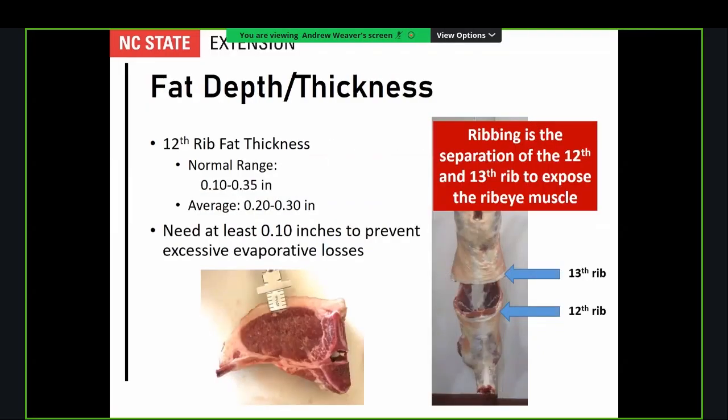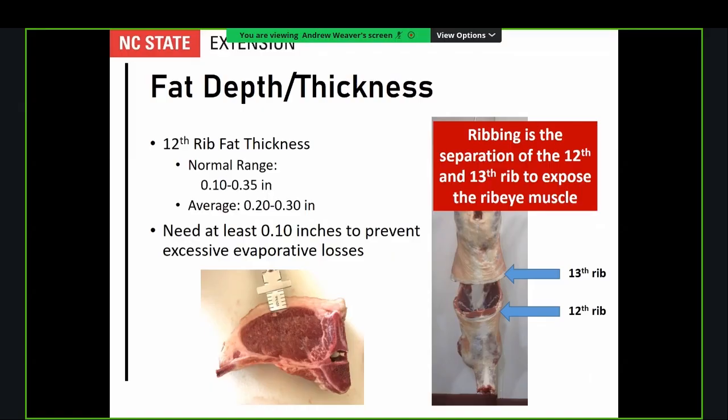This is measured between the 12th and the 13th rib. When I refer to ribbing, I'm simply referring to splitting that carcass in half between the 12th and the 13th rib. Lambs have 13 pairs of ribs, which means there are 12 ribs in the foresaddle, the front end of the carcass, and one rib left over in the hind saddle, the back end of the carcass. They're split in the same spot on all carcasses. We measure this in the same location on all carcasses.